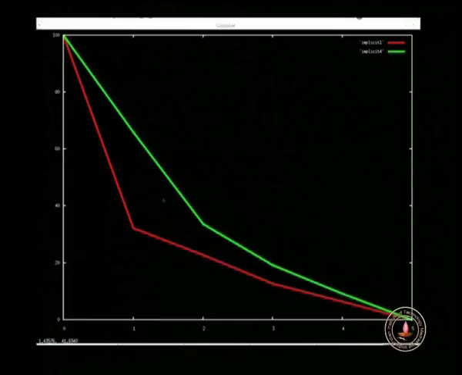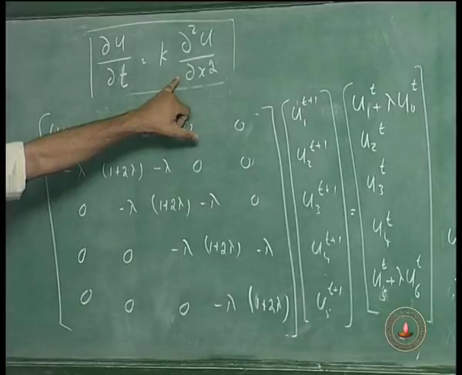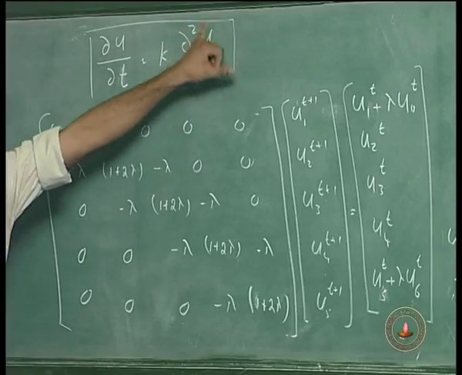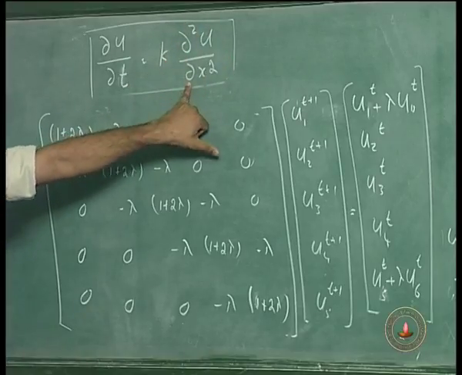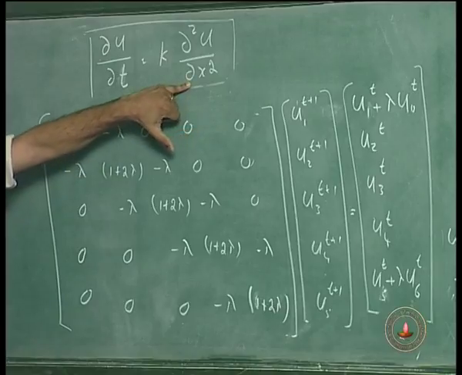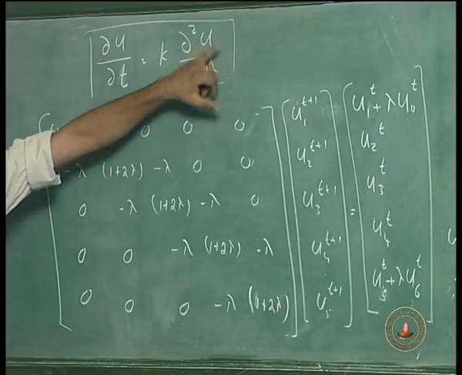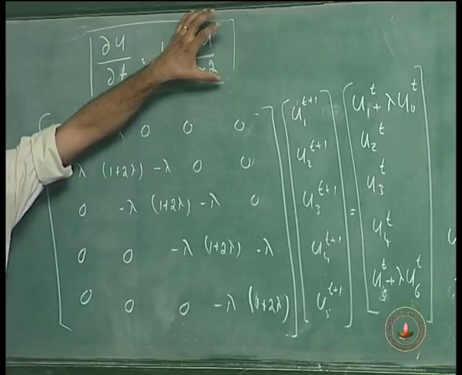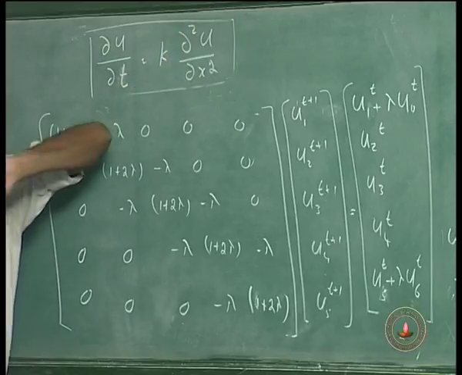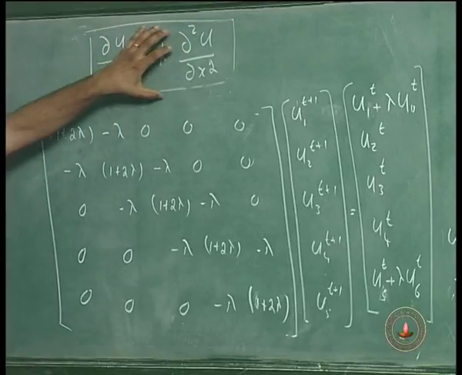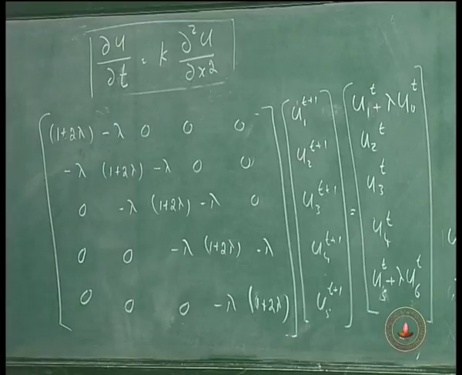In the implicit method we evaluated the right hand side, that is the spatial derivative, at time t plus 1, while in the explicit method the right hand side was purely a function of the temperature at time t. So that's the difference between the implicit and the explicit method.